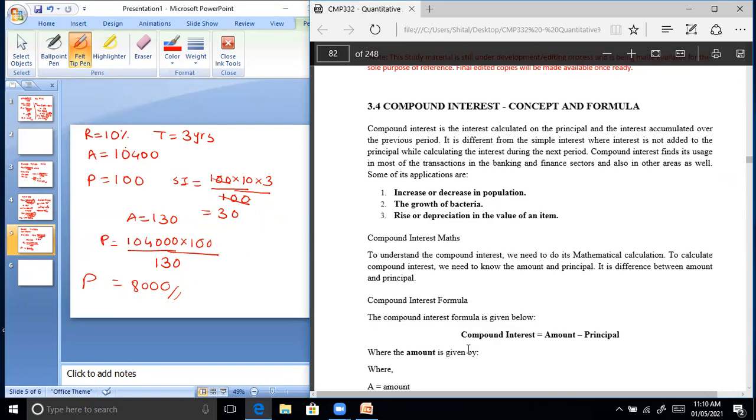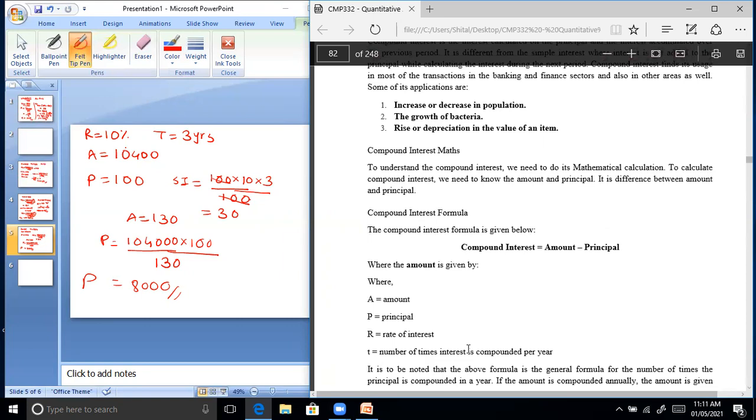Compound interest. Compound interest is the interest calculated on the principal and the interest accumulated over the previous period. It is different from simple interest, where interest is not added to the principal while calculating the interest during the next period. Compound interest finds its usage in most transactions in the banking and finance sectors, and also in other areas as well. Some of its applications are increase or decrease in population, the growth of bacteria, rise or depreciation in the value of an item.